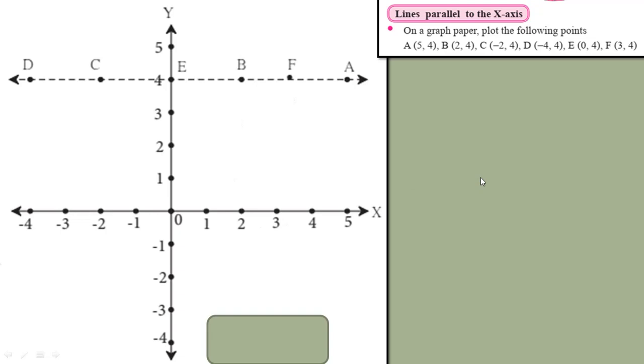Now what do we learn from here? Here we learn that if a line is parallel to the x-axis, then the y coordinates of all the points present on this line are equal.